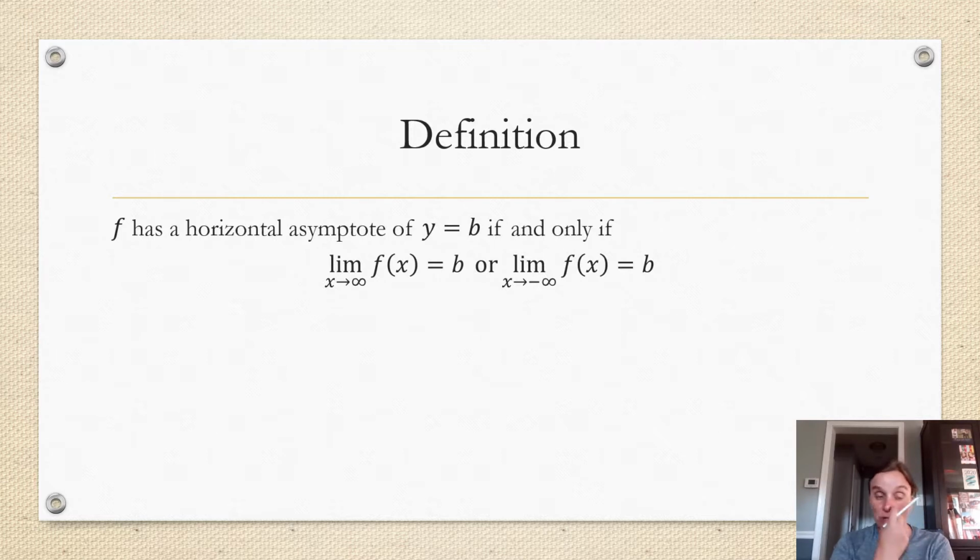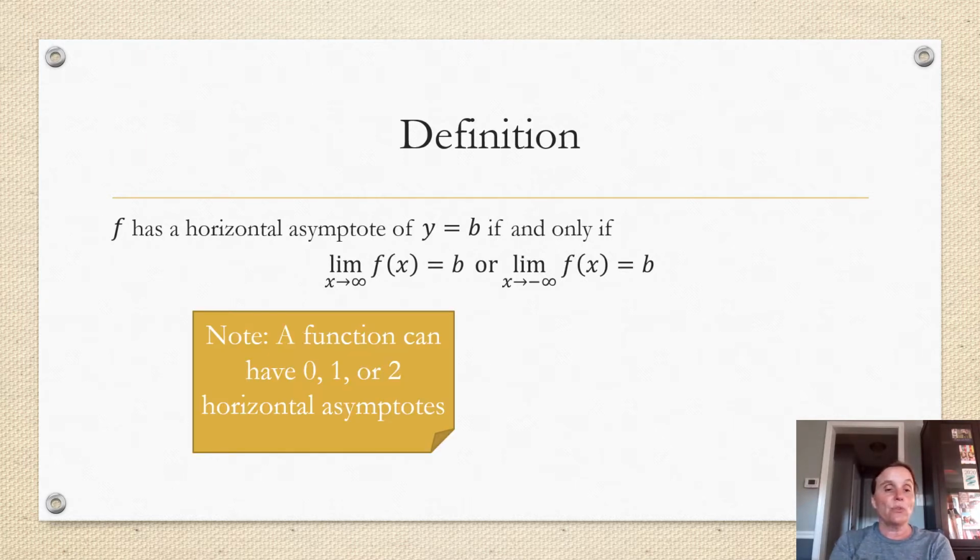So first, a definition. F of x has a horizontal asymptote of y equals b. Notice that that's a y equals equation because horizontal asymptotes would be horizontal lines, so they would look like y equals. If and only if the limit as x approaches infinity of f of x is b, or the limit as x approaches negative infinity of f of x is b.